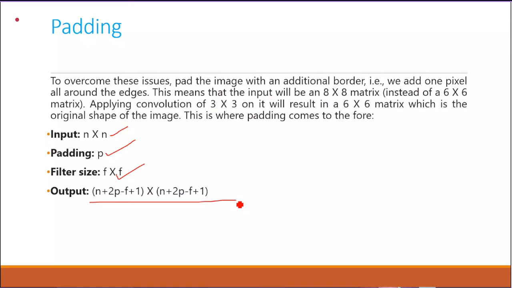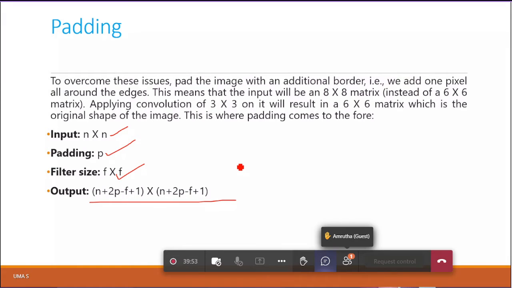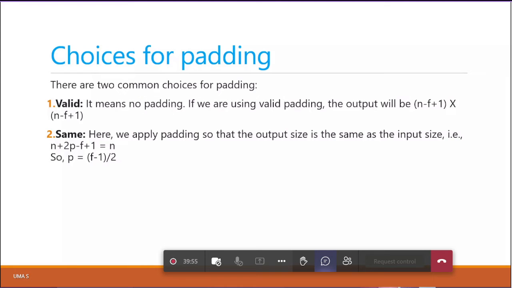after your convolution is processed. Your input of n cross n becomes n plus 2p minus f plus 1, n plus 2p minus f plus 1, because we are having a square matrix only. This is for your height and width resolutions. The filter count represents how many filters you are going to apply.